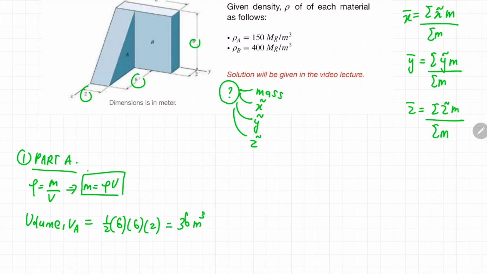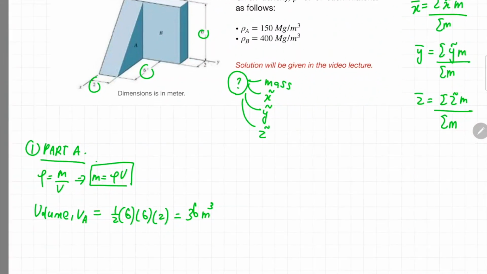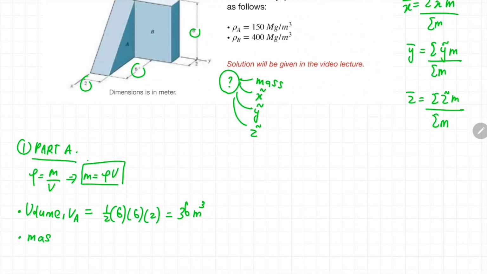Now that the volume is done, then only you can calculate the mass of part A, using the formula mass is equal to density multiplied with the volume. Given that the density is 150 megagram per meter cube, you need to change the unit to SI unit. Megagram is not an SI unit. To remove the mega, you have to multiply by 10 to the power of 6. This is chapter 1 statics. Then to insert the kilo, you multiply by 10 to the power of negative 3.